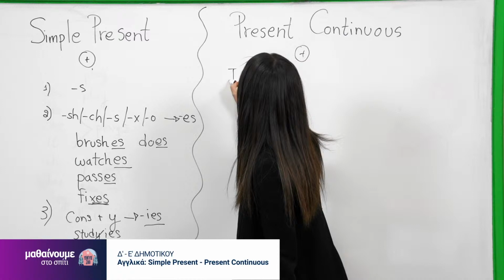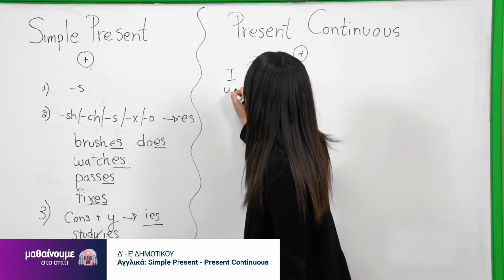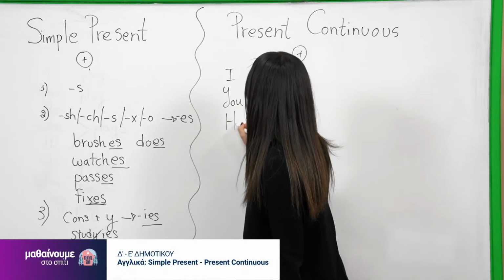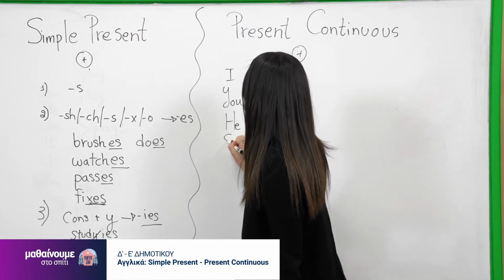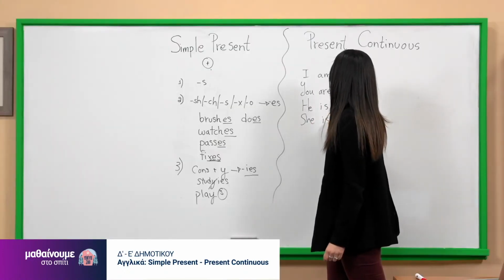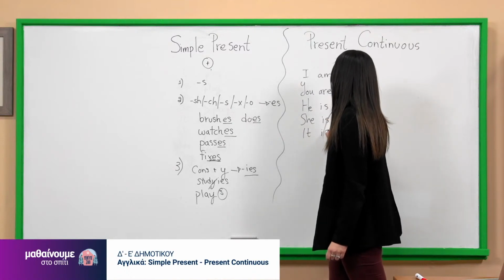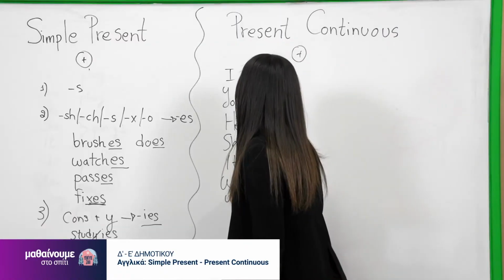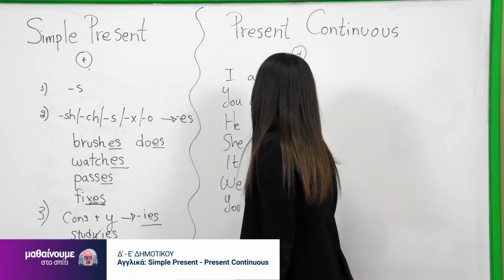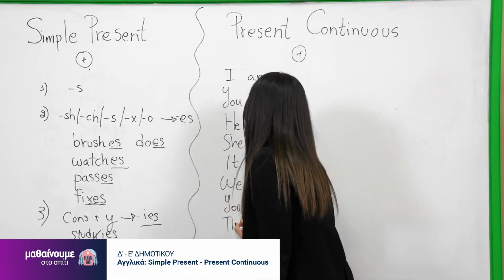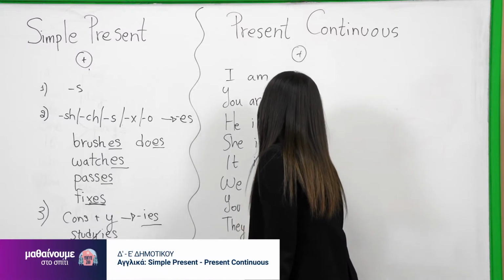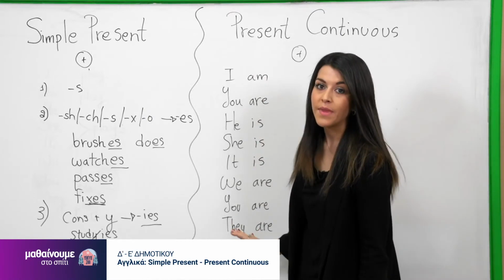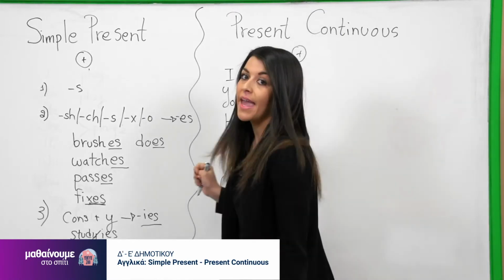So, I am, you are, he is, she is, it is, we are, you are, and they are. So what do we do over here? We take this verb and then we put ing.